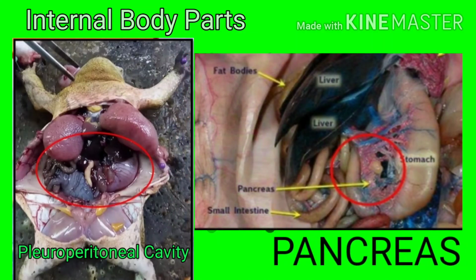We also have the pancreas, a long, thin, irregular yellowish organ suspended on the lesser omentum or the gastrohepatoduodenal mesentery, connecting the stomach, liver, and small intestine. It produces pancreatic juices which contain the enzymes trypsin, amylopsin, and lipase.